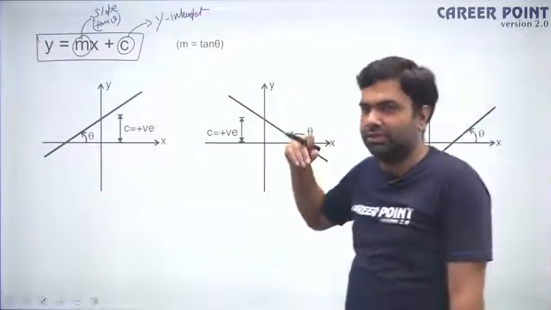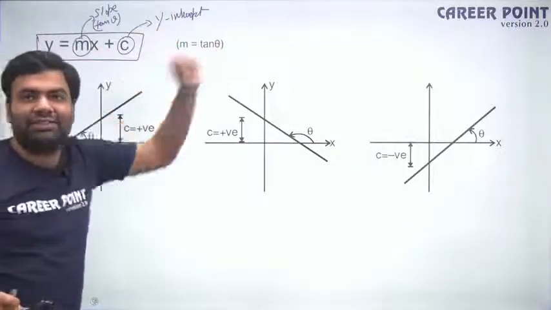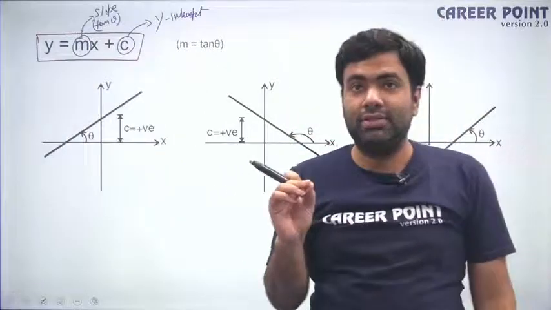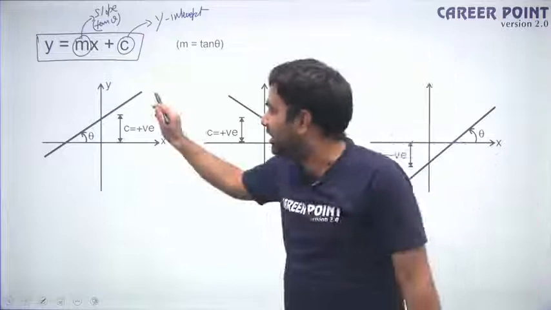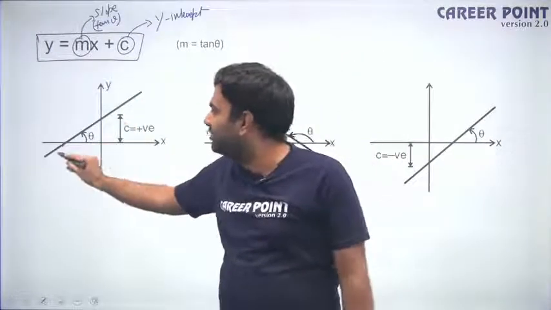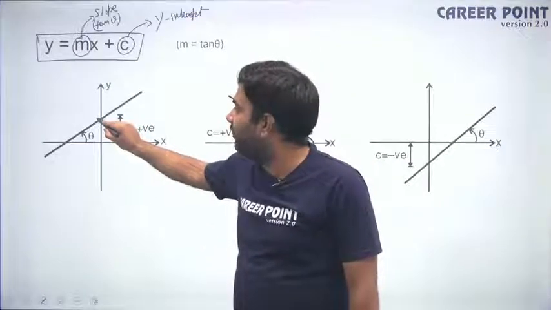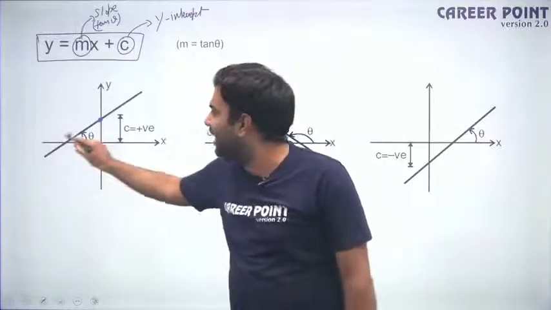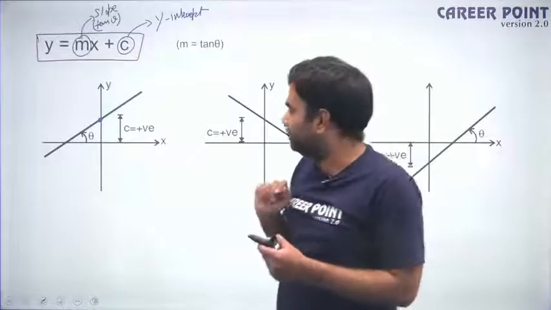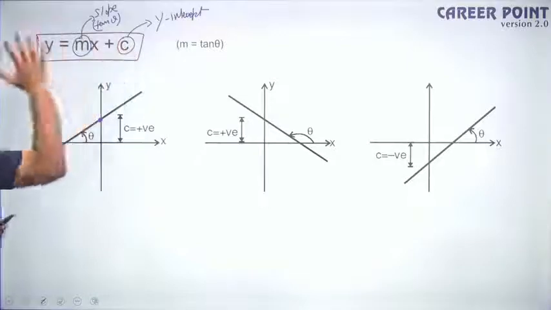From positive x-axis. Now, what is this c? The c is known as y-intercept. What is the meaning of y-intercept? The point on y-axis where this line will cut the y-axis. See, this line is cutting the y-axis. So the y-coordinate at the point of intersection of y-axis and the line is known as y-intercept, and this is the value of c. So, see, from origin to this point, this length is equal to c.